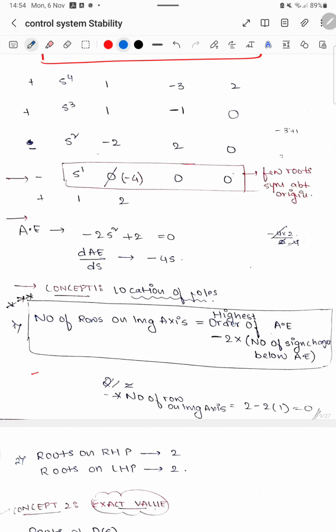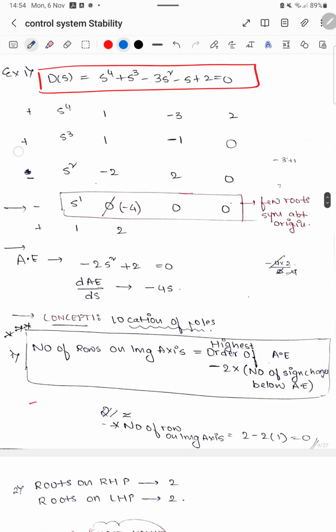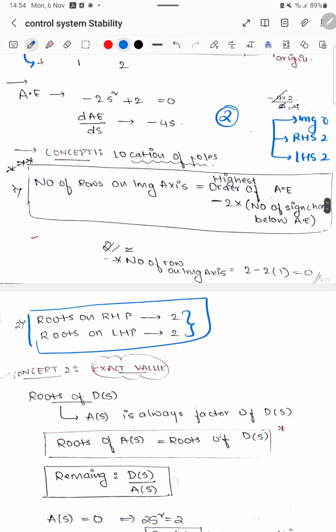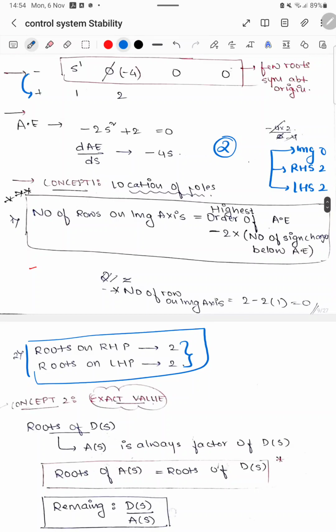Then we calculate the number of total sign changes. So we get one and we get two. So 2 sign changes are there altogether. Meaning, the number of poles on the imaginary axis comes out to be 0, on the RHS comes out to be 2. Total order of the equation is 4, meaning LHS poles are nothing but 2. So this is the information we have got. Now we have got the location, but what are the exact values?